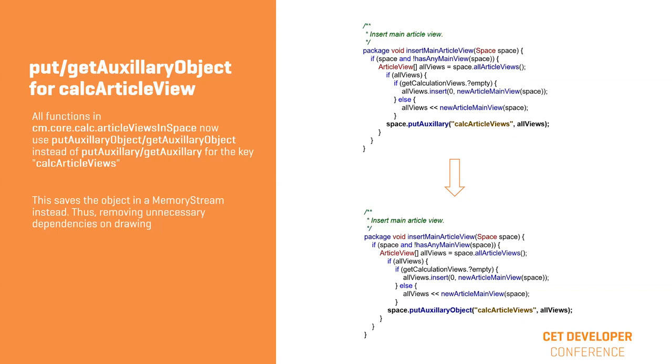So again, this shouldn't be any issues for you guys unless you try to access the calc article views key in the auxiliary data directly. If you do that, you need to unpackage it using get auxiliary objects. So then you retrieve the memory stream and cast it back to an object if you can.